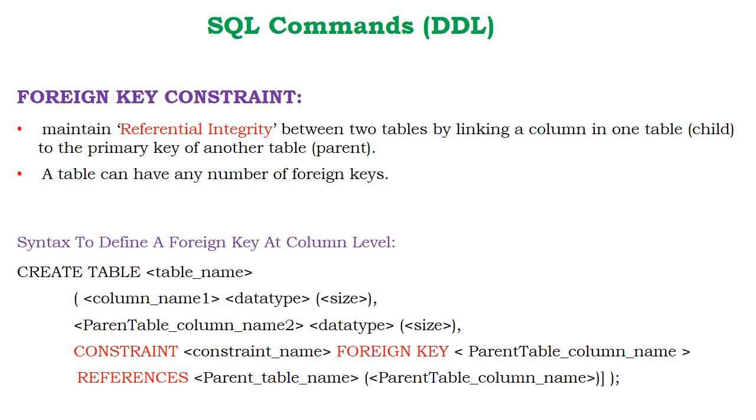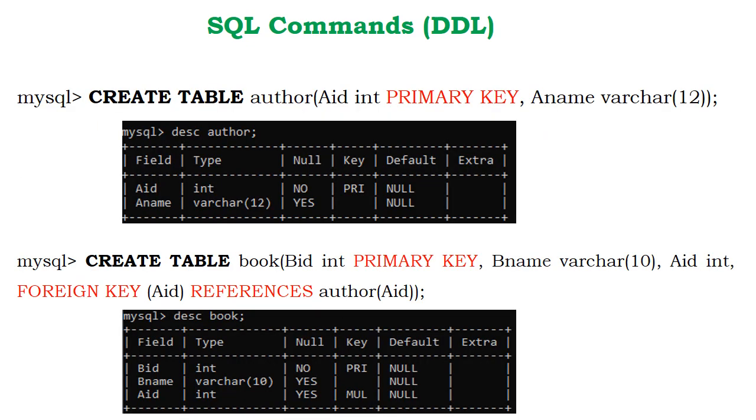It will maintain the referential integrity between two tables by linking a column in one table to the primary key of another table. A table can have any number of foreign keys. We'll discuss with an example. There are two tables. The first table is a parent table. For example, create table author. There are two fields: author ID, which is a primary key constraint, and the author name. So now the table is created successfully.